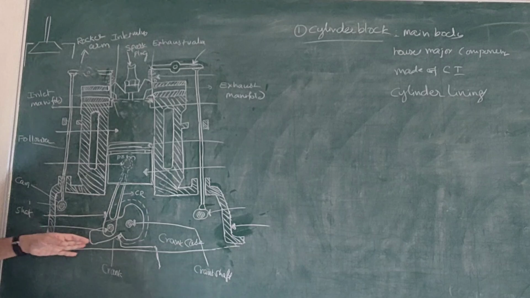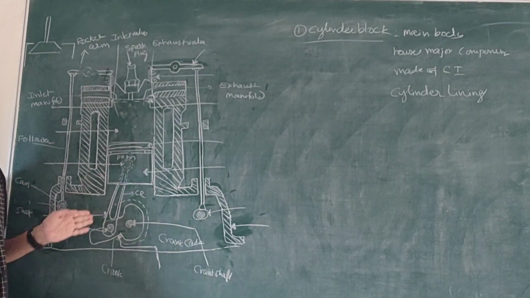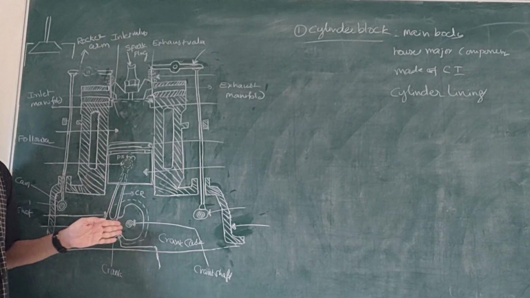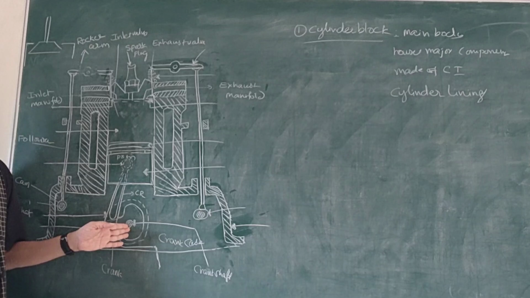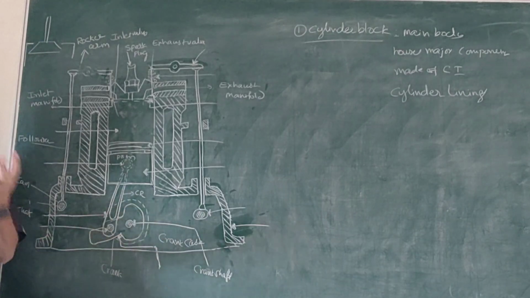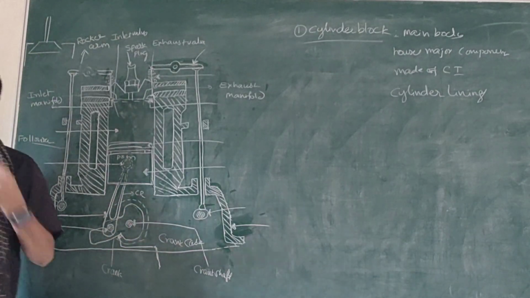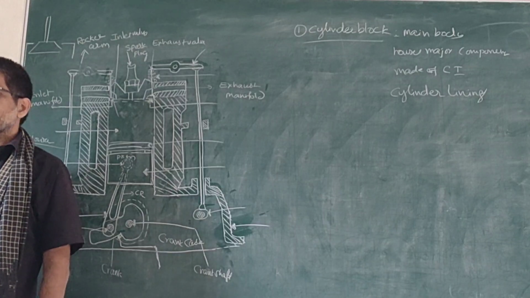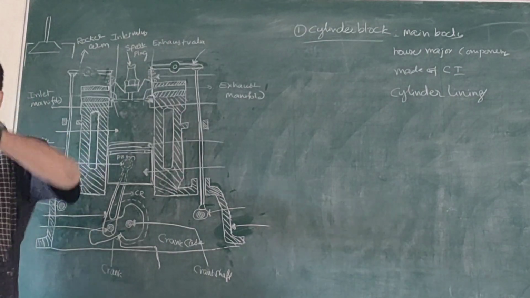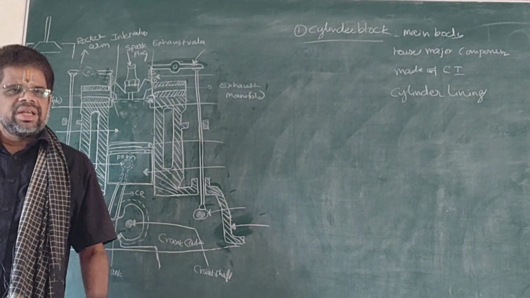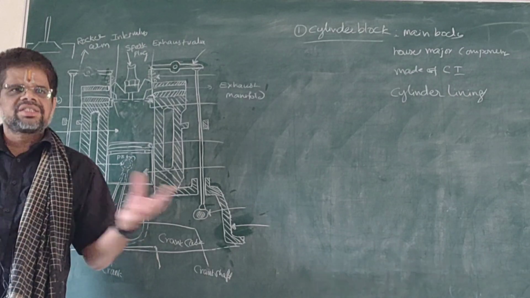Generally, this crankcase is used to house the crank and crankshaft. And in some engines, this is used to store the lubricating oil. If you observe motorcycles, you pour engine oil. The place to which you are pouring engine oil is called the crankcase.